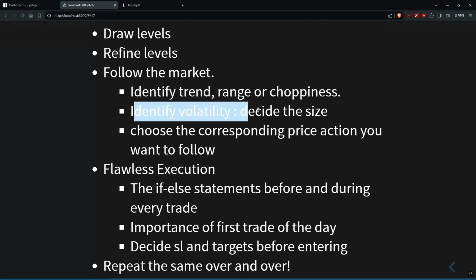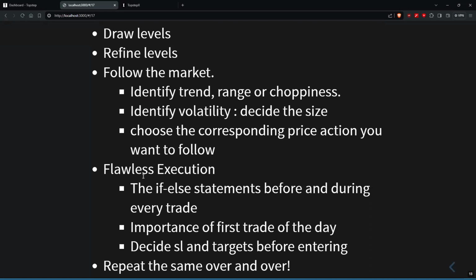Identify volatility. From this, you can decide your position size before entering, and choose the corresponding price action you want to play. So if there is a trend, you want to get involved on a retracement and join the trend. If there is a range, you want to get involved when there is a rejection from top or bottom. So that's it.